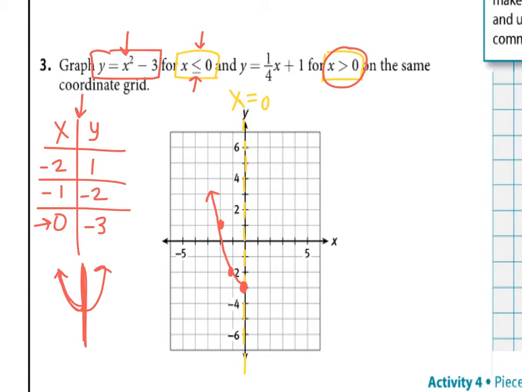Now the other side, the y equals 1/4 x plus 1, we should be able to graph that. We know about y-intercepts and slopes. Now this one, when x actually equals 0, this graph doesn't apply, right? When x equaled 0, we were using this point. Ours here starts only when x is greater than 0. Now it doesn't mean you have to go all the way to the next whole number though.